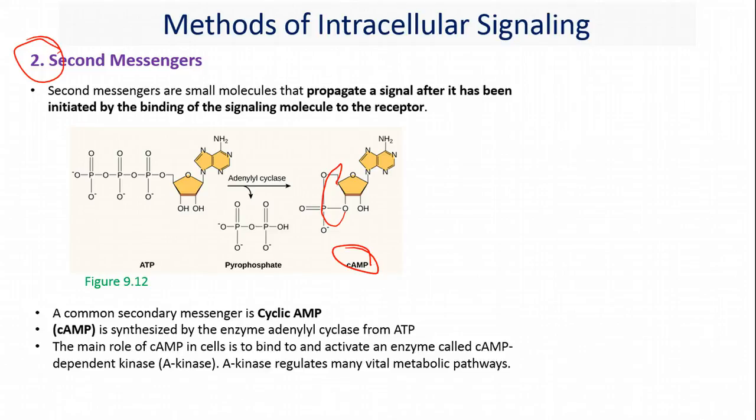And the main role of this messenger is to bind and activate an enzyme called cyclic AMP-dependent kinase. So here we know that if cyclic AMP is activating this molecule, which is a kinase, that means that it is going to phosphorylate other second messengers or other proteins. So in this way, a kinase regulates a lot of different metabolic pathways.